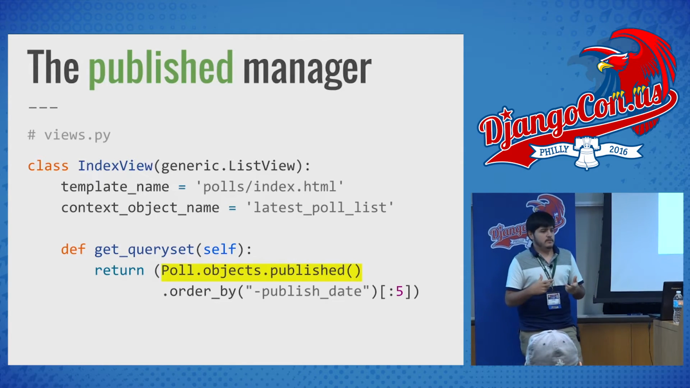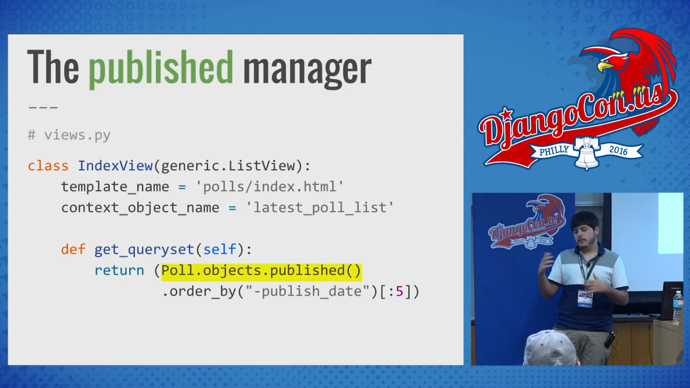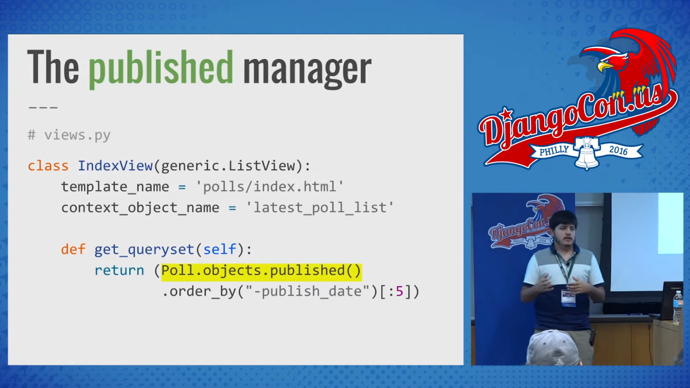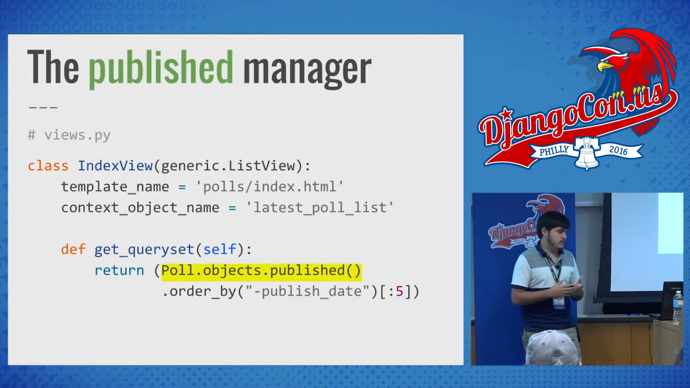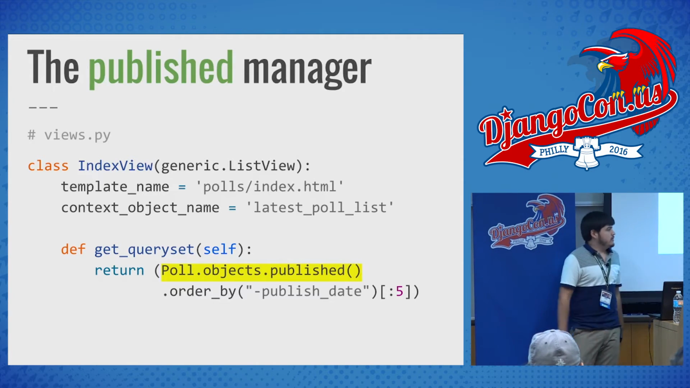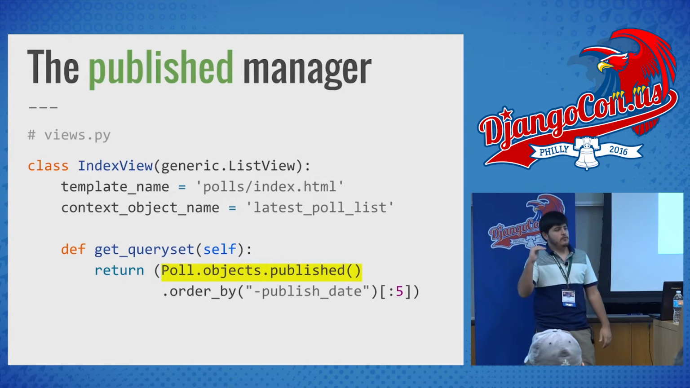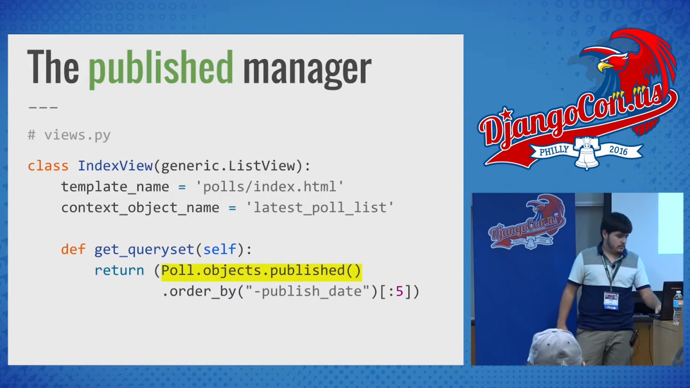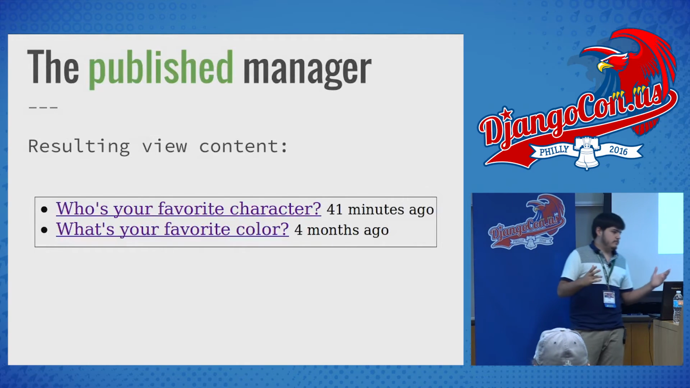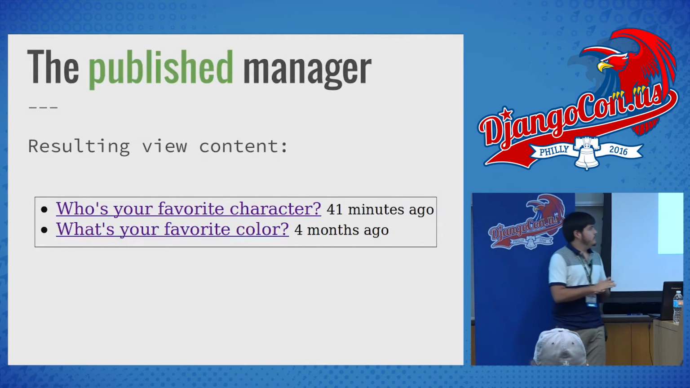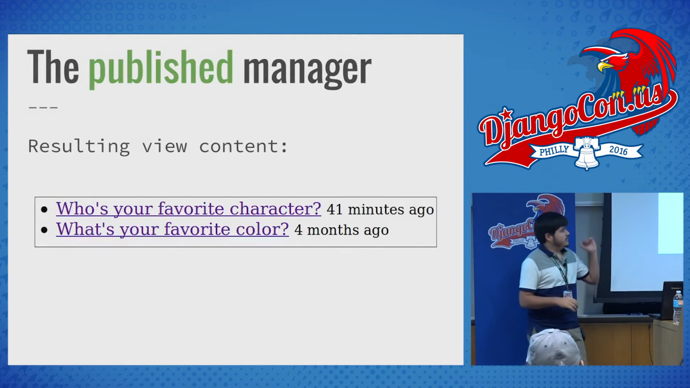So you don't have to worry that your public site users are going to see content that's not meant for them to see. And after that, you can order by the publish date to get the most recent post first. Yeah, so this is what the view ends up looking like. You get the polls, and then you have them sorted by how recently they were published.